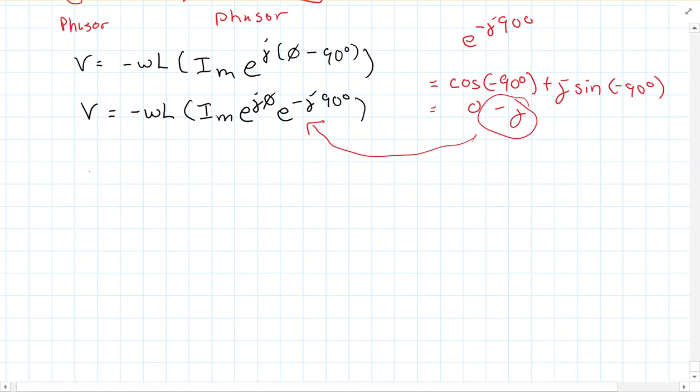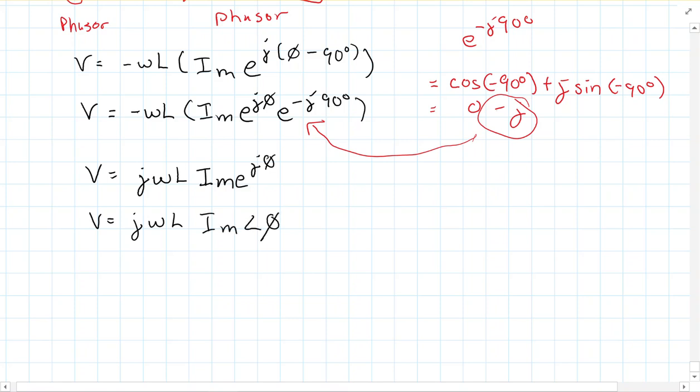So what do I wind up with here? V is equal to, well, I've got two negatives here. So I got negative times a negative, so that is positive now. j omega L Im e to the j phi. But I'm just going to rewrite this back in my standard kind of angle form. This is Im at an angle of phi. But let's look at what we got here.